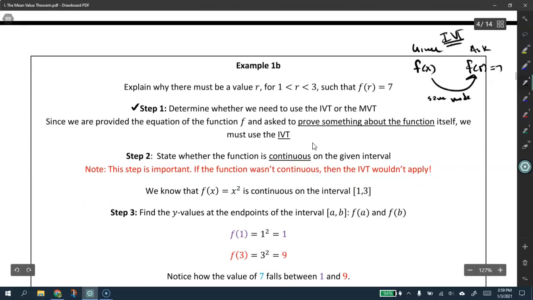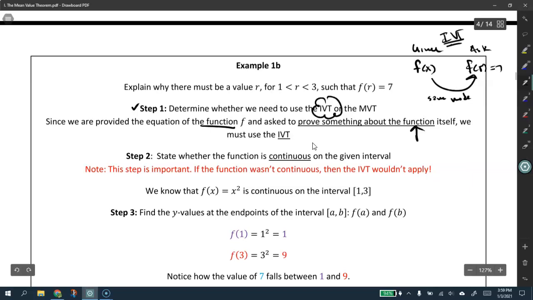We have determined which one of the theorems we need to use. We know that we need to use the IVT, and basically we've been given a function and it wants us to prove something about the function and not its derivative. So IVT. Now you need to begin by writing the precondition for the IVT.